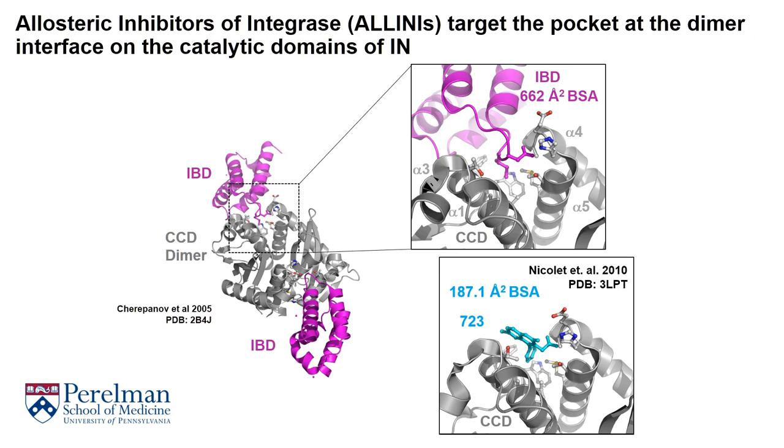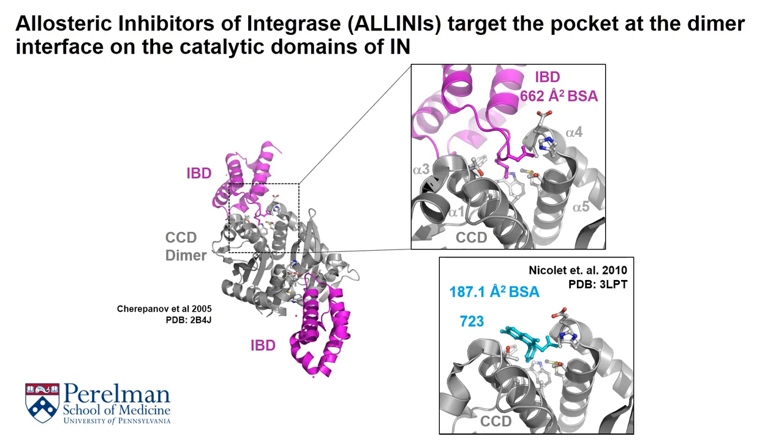These molecules are generally selected from screens for their ability to disrupt the binding of the host factor LEDGF to integrase, between the LEDGF integrase binding domain and the catalytic core domain of integrase, as shown on the left. Shown in the upper right is the LEDGF binding site on the catalytic core domain dimer interface. LEDGF binds at the dimer interface of the catalytic core domain between helices 3 and 1 of one CCD monomer and 4 and 5 of the other catalytic core domain monomer.